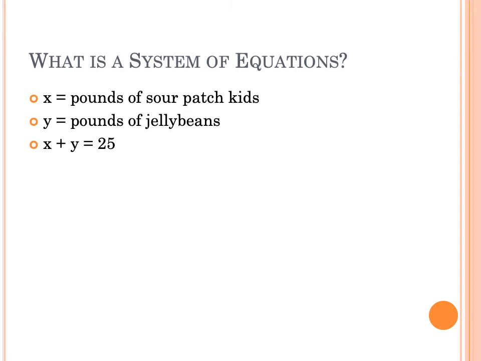So the first equation that I have here is x plus y equals 25. We're told in the problem that you were asked to buy 25 pounds of candy. The two types of candy you bought were Sour Patch Kids and jelly beans. So x plus y, those two amounts, are going to equal 25. That one is pretty straightforward, and that's going to be our first equation.